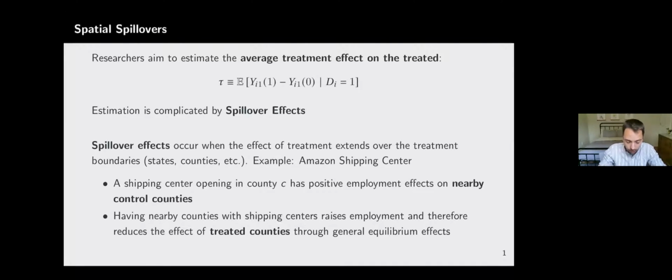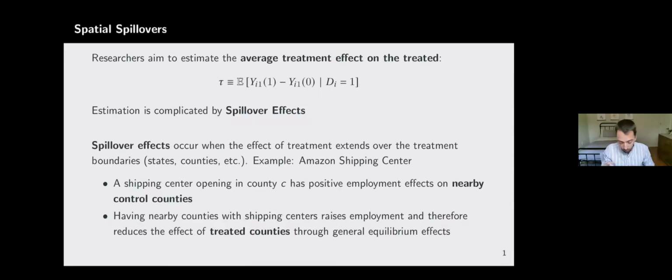Typically, the goal for researchers is to find this tau, which is the average treatment effect on the treated. But estimation is going to be harder to achieve whenever we have spillover effects. You can think of this as when treatment is defined by some administrative boundary like a county, and the effects of the treatment extend over the boundaries of assignment.